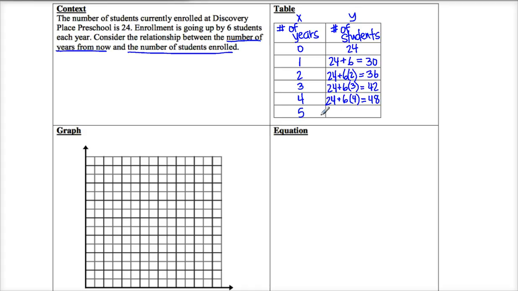Then after 5 years, once again, we start with 24 plus the 6 new students per year. So after 5 years, we have 30 new students, plus the 24 we started with, gets us up to 54.